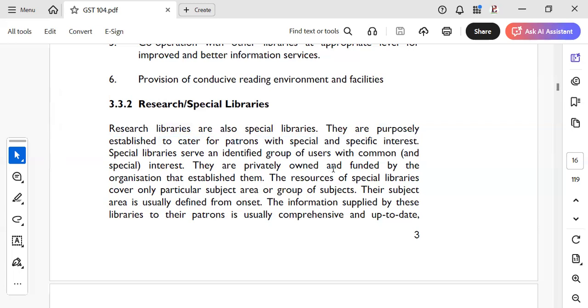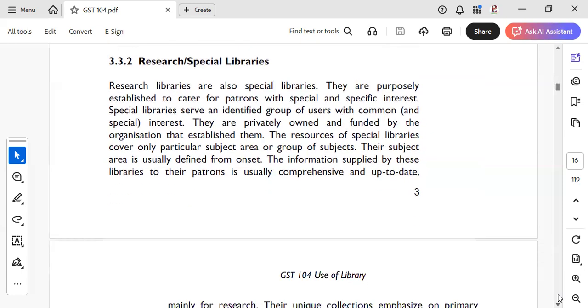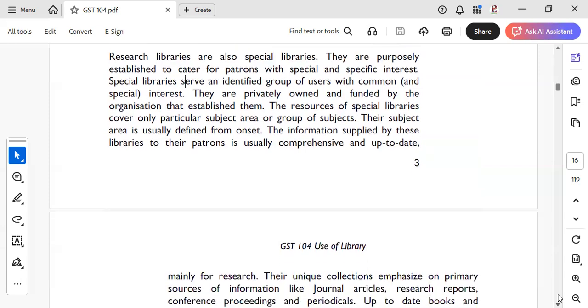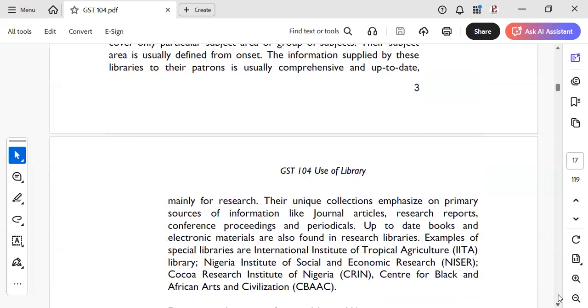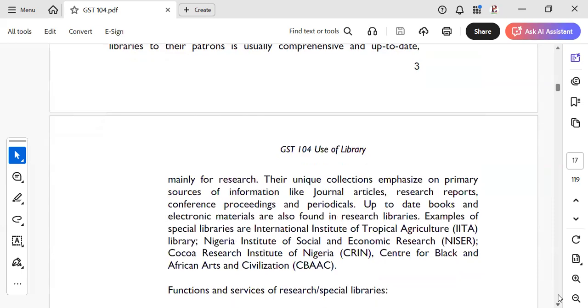They are privately owned, that is another thing, and funded by the organization that established them. The resources of special libraries cover only particular subject area or group of subjects. I've mentioned that before, that if it's the one dealing with medical, you only find medical resources there. If it's the one dealing with agriculture, only agriculture related resources you find there.